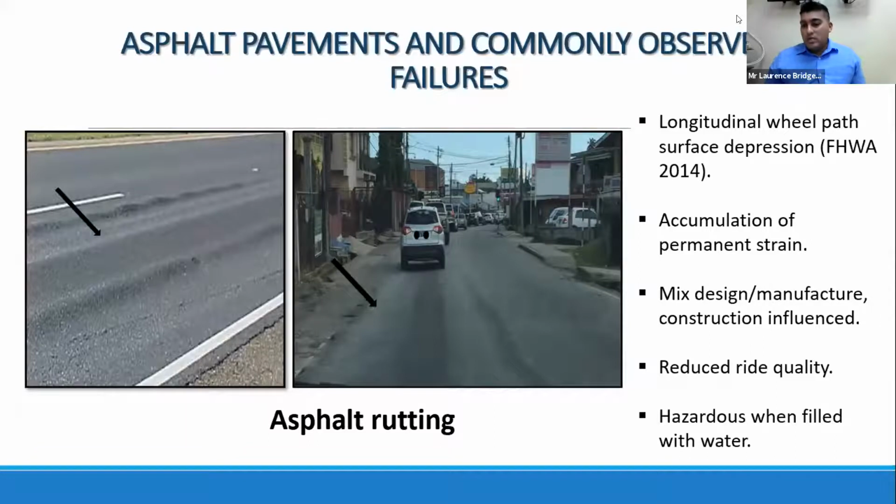Some of the causes for its development include poor mix design, as well as errors in the manufacturing, and we could also have construction practices influence. What are the effects? The effects of these are pavement structure of reduced ride quality, as well as a safety hazard. When these ruts are filled with water, it can provide a safety hazard. In addition, it reduces vehicle safety when maneuvering within these rut structures.